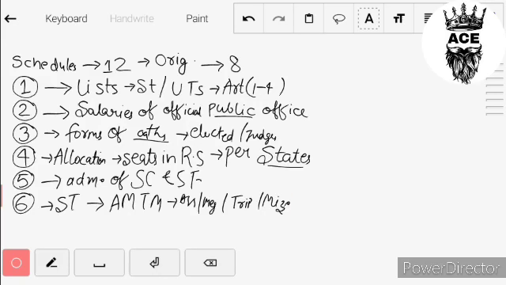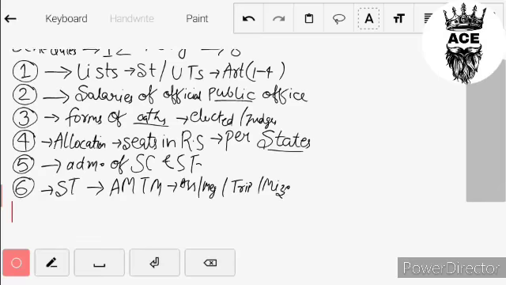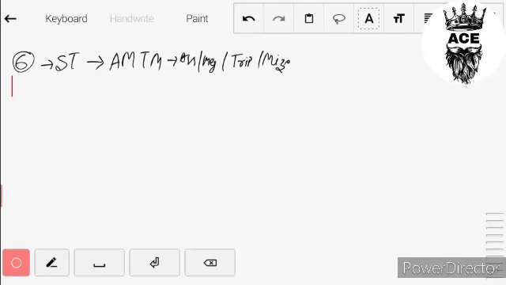So from here we say that schedule number 5 and 6 are the same, but schedule number 6 specifies that these states' administration have been there. These names are important, so you should learn the names, or mug up the names, that is Assam, Meghalaya, Tripura and Mizoram. You should learn these names, because many questions have been asked on these names, as you will also see that the questions are there.